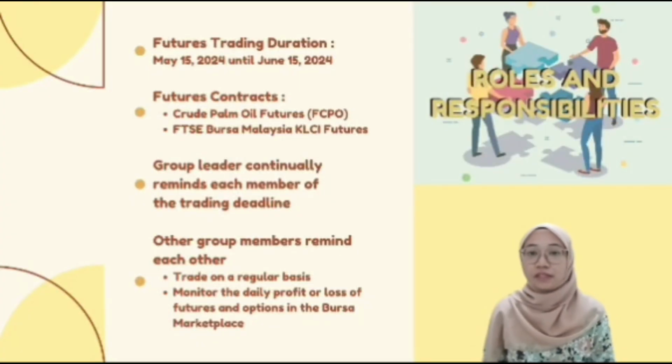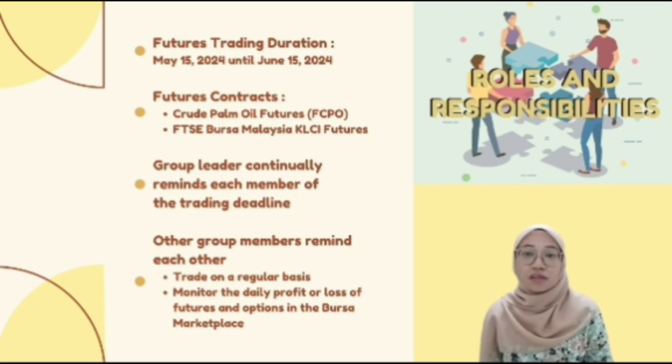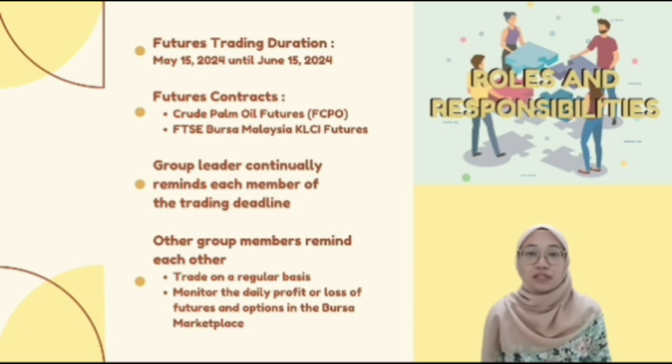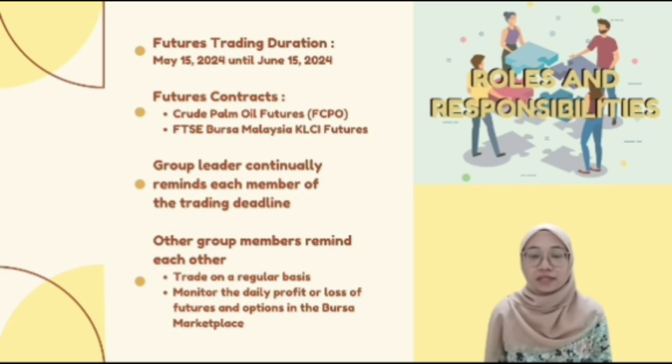Next, role and responsibility of group members. During the futures trading operation, which began on May 15, 2024 and finished on June 15, 2024, each group member was assigned specific role and responsibility for trading and learning how to sell futures contracts such as crude palm oil futures, FCPO, and FTSE Bursa Malaysia KLCI futures. In addition, the group leader continually reminds each member of the trading deadline. Conversely, the other group members continually remind each other to trade on a regular basis and to monitor the daily earnings or loss of futures and options in the Bursa marketplace.